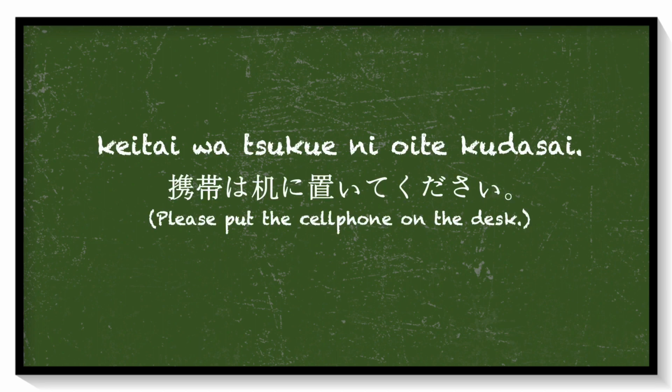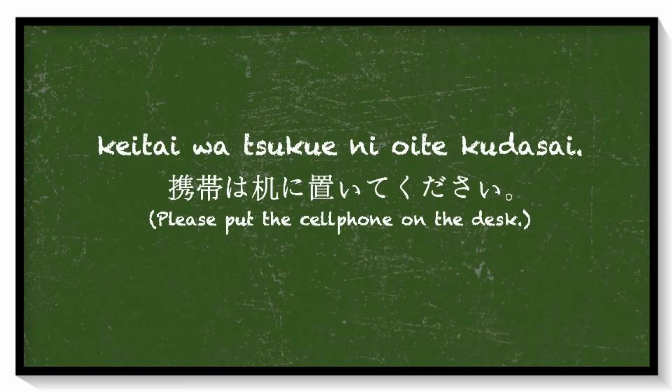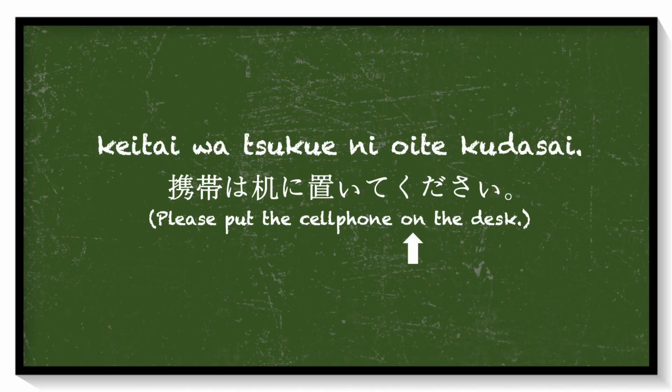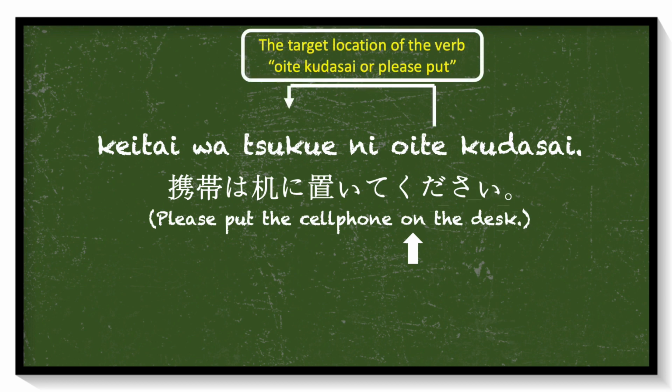Another example. 携帯は机に置いてください。 In this example, ni is translated as on, in English. 机, or desk, serves as the target location, where to put the cell phone.